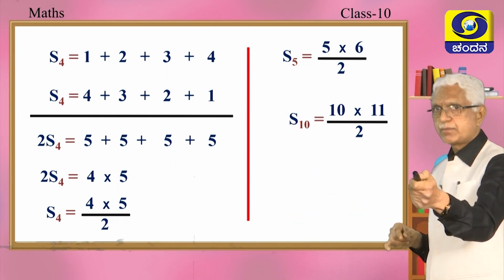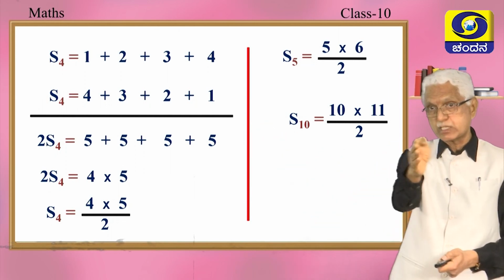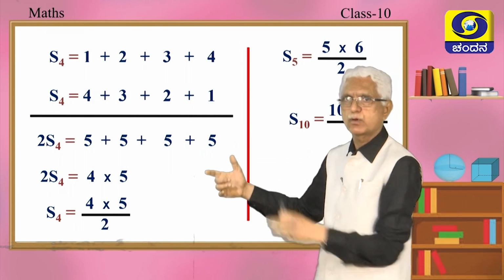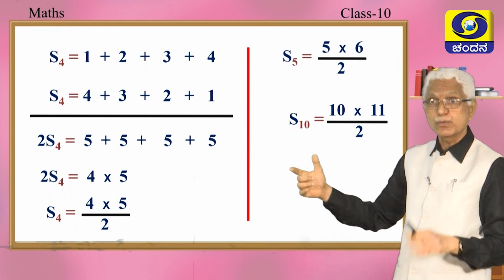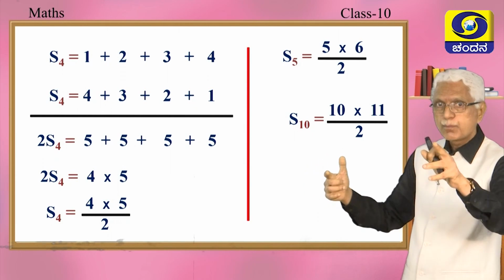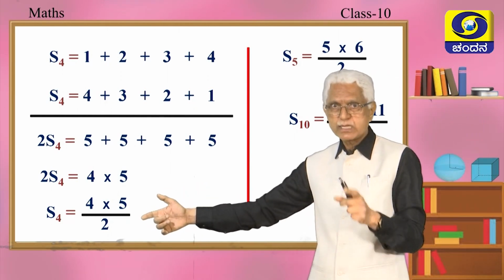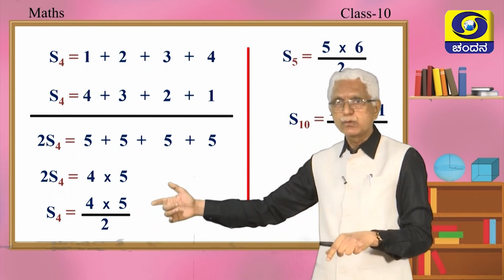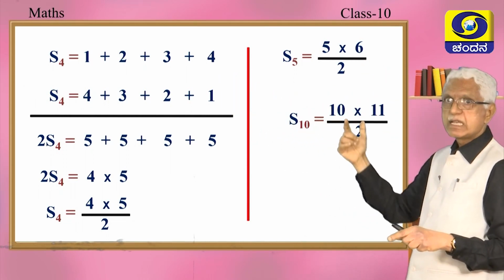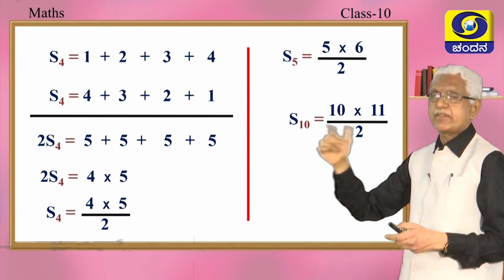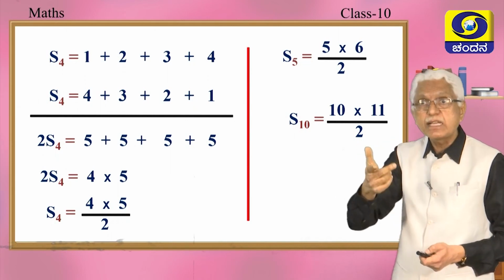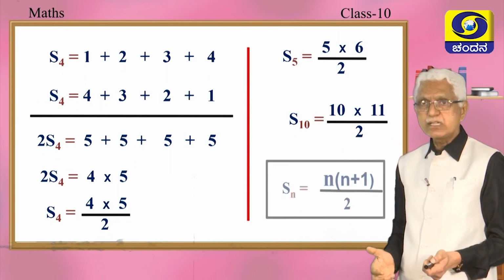If you are finding the sum of 10 terms, it is 10 into 11 by 2. Please come back to this example, my dear children. You are finding the sum of the first 4 numbers, 1 plus 2 plus 3 plus 4, and it is 4 into 5 by 2. Generalization. S4 is 4 into 5 by 2. S5 is 5 into 6 by 2. S10 is 10 into 11 by 2. By now you will tell me S20 is 20 into 21 by 2, S40 is 40 into 41 by 2, and so on.